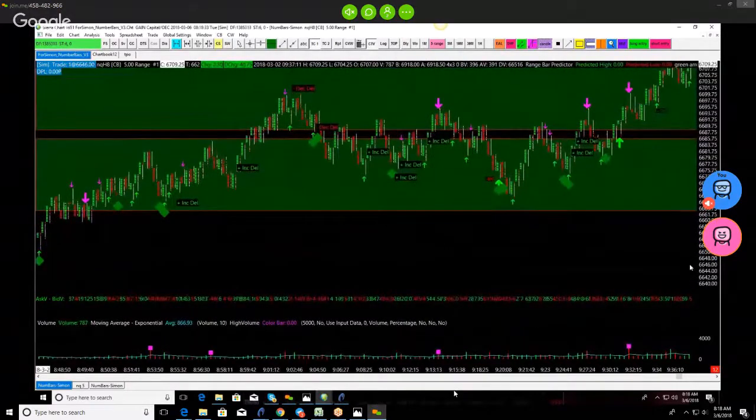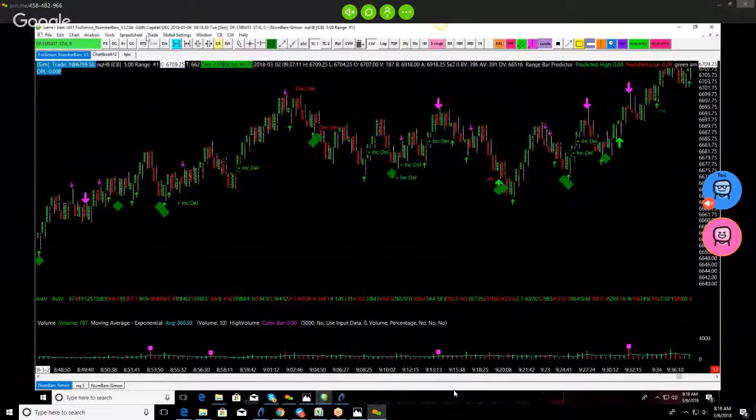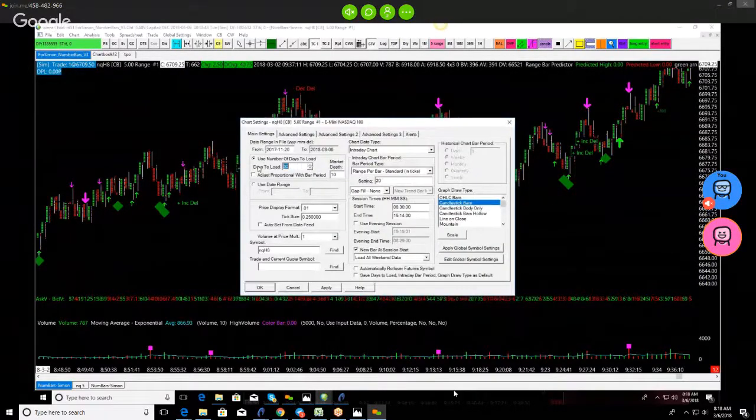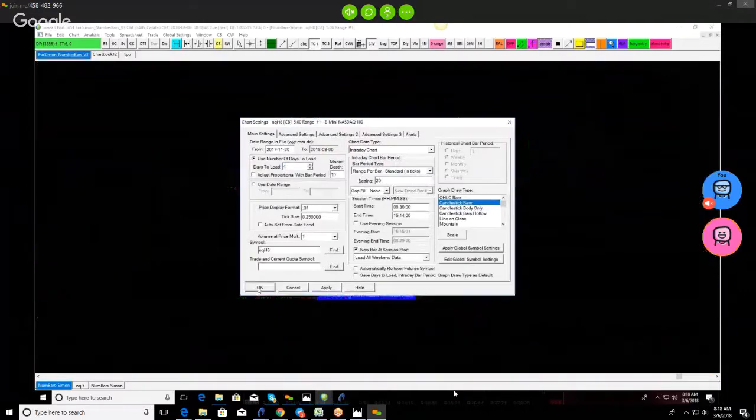Am I on the right date to make sure? I am not. Sorry about that, guys. Let's do this one more time. Too much data in here, so let's do this. Chart settings, load 4. Okay, there we go.